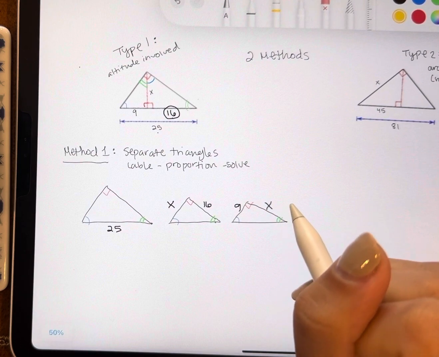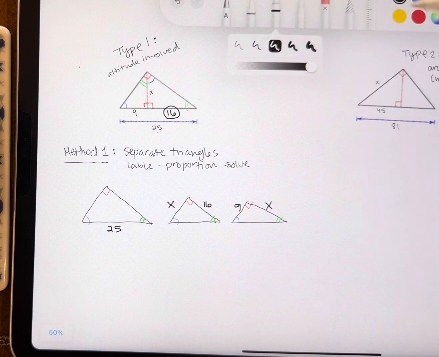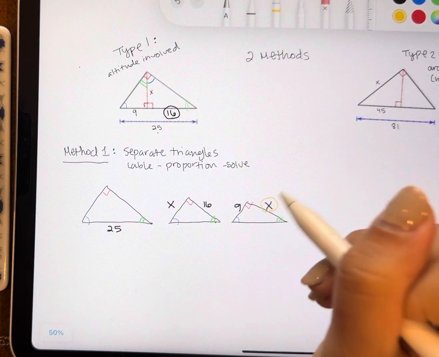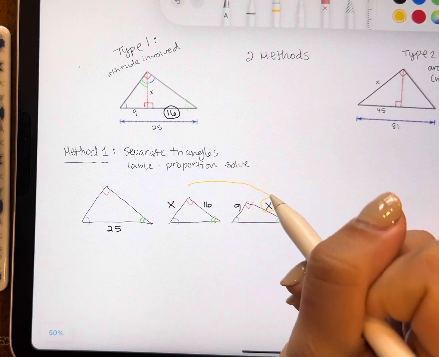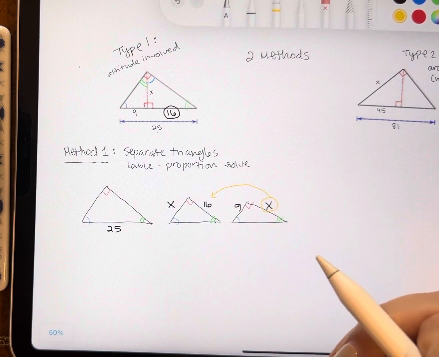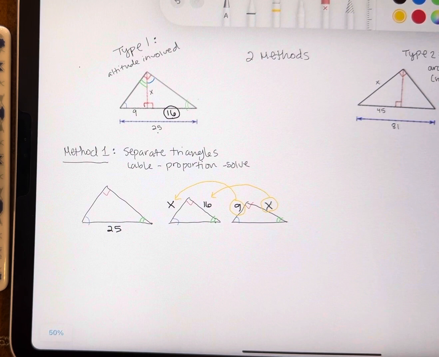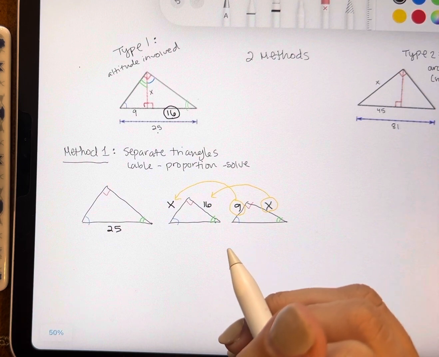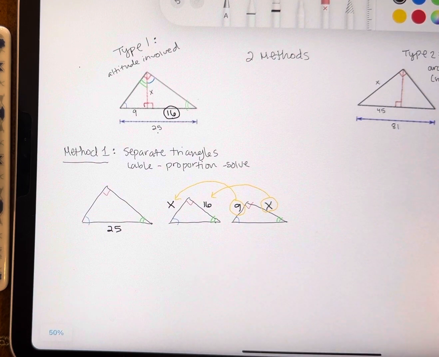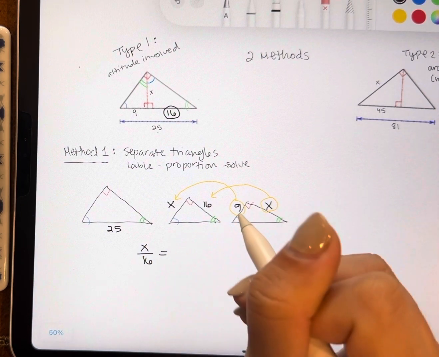I see that x can go over 16, and 9 can go over x. You may have seen a different proportion. That's okay, as long as you stay consistent. As soon as we cross multiply, whatever other proportion you chose, we should have the same answer if you did it right. So x over 16 equals 9 over x.